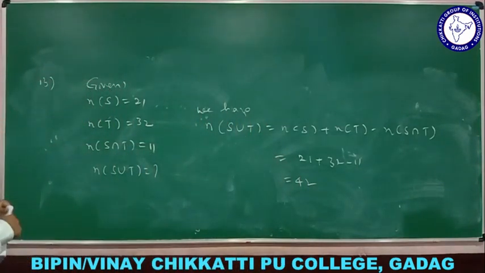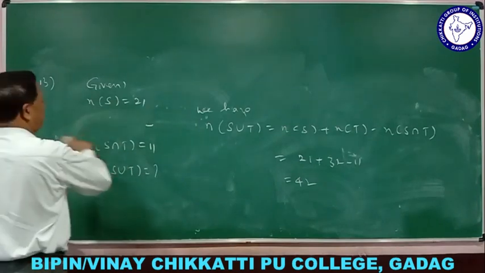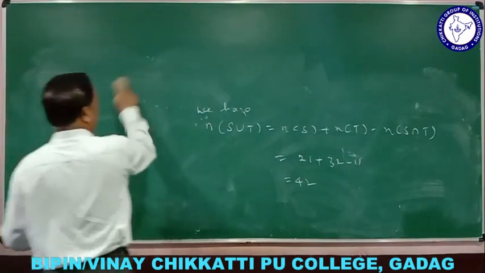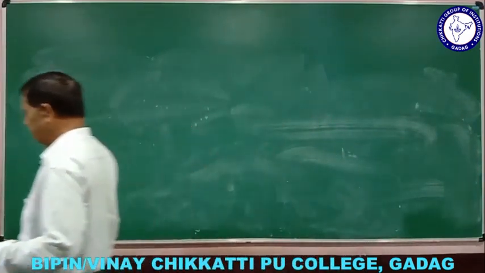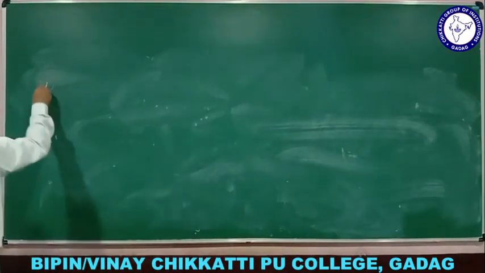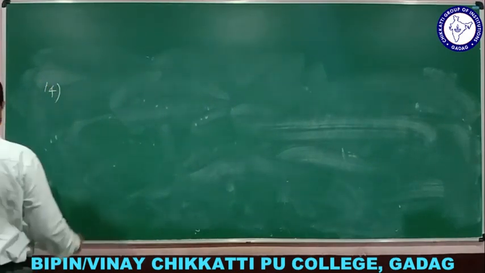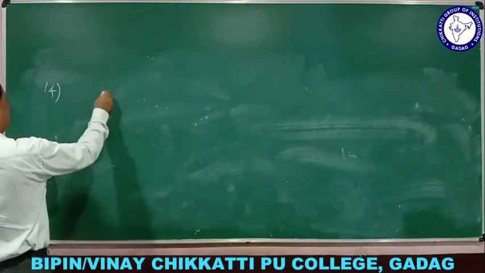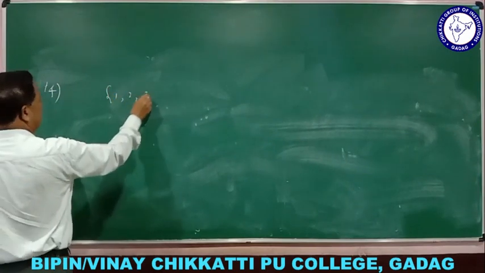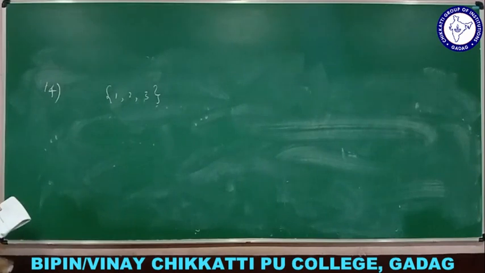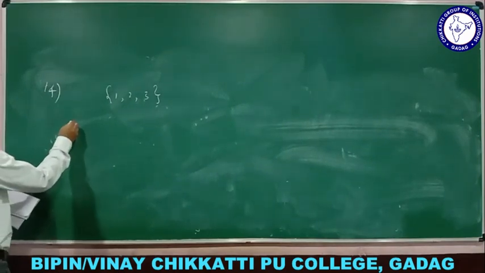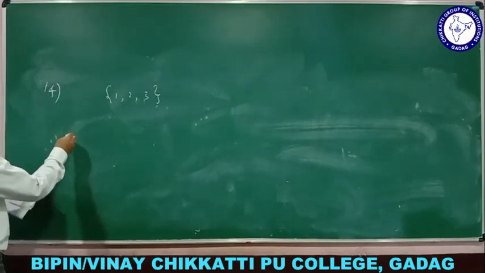Now I write the 14th problem, and how things should be considered in the problem. This is the 14th of only the 15 problems that I see today. In this 14th problem, what is given? Write down all the subsets of {1, 2, 3}. The question is, what are the subsets of this? We have to write down all the subsets.